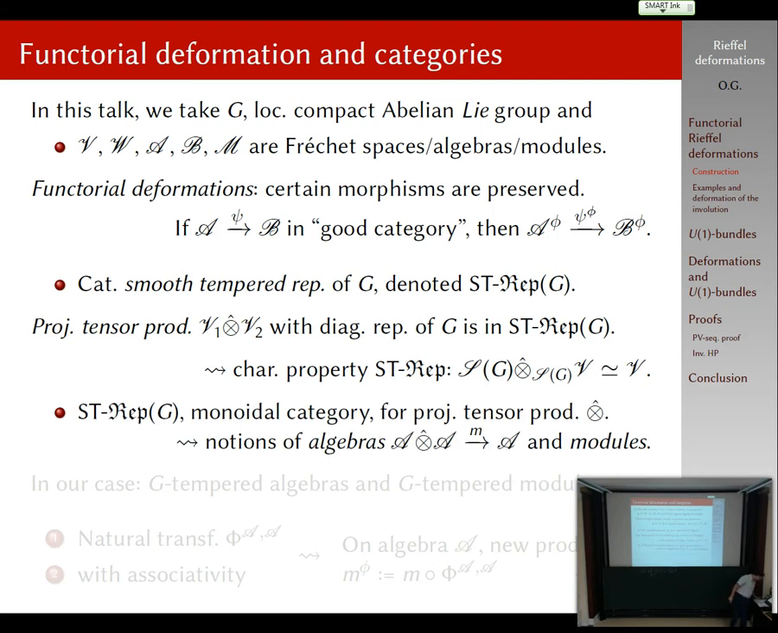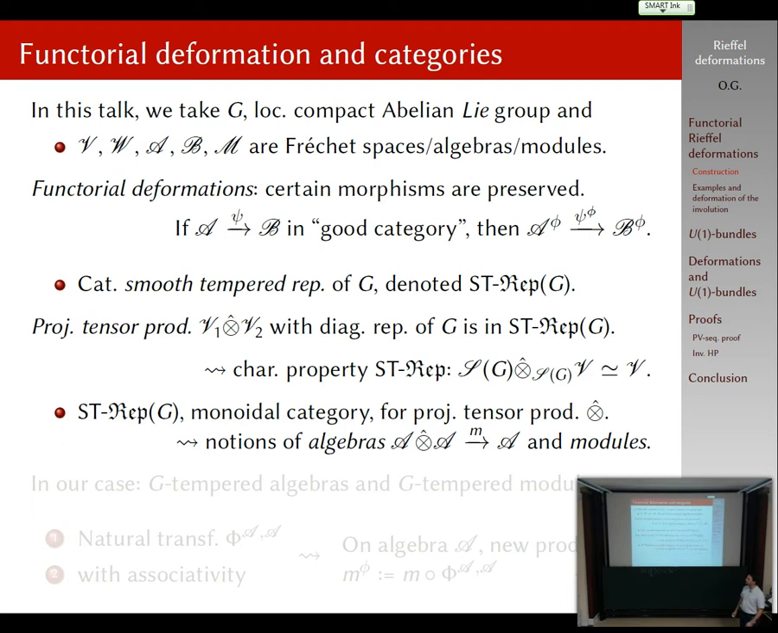A further nice property of these smooth tempered representations is that they form a monoidal category. That is to say, we know how to form the tensor product of these. We have a unit, which is just the trivial representation on C, and we also have an associativity property for this projective tensor product.